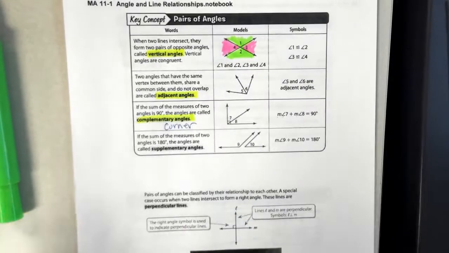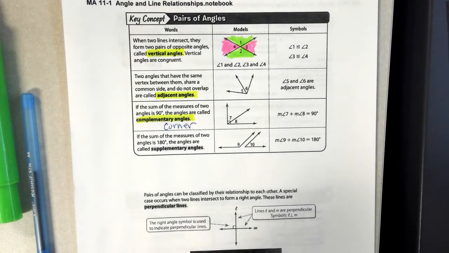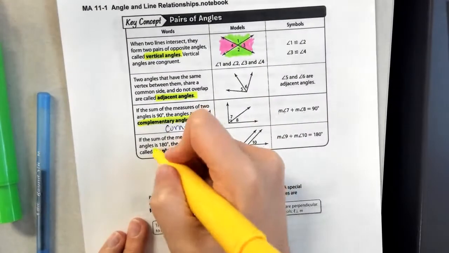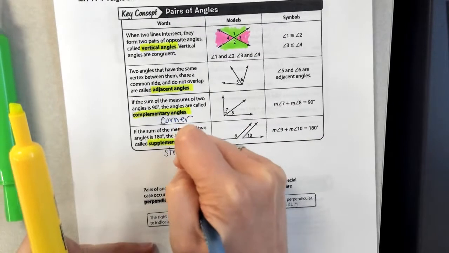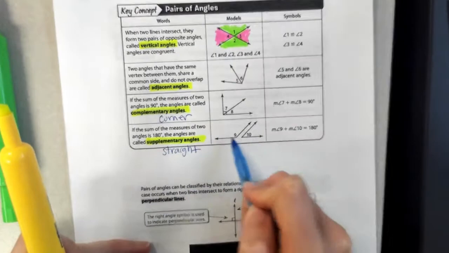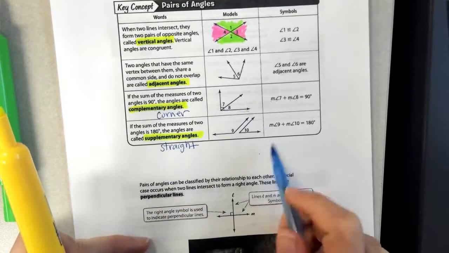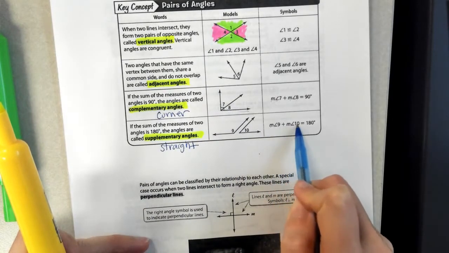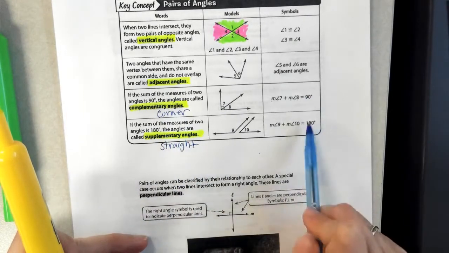And then the last one is supplementary. If the sum of the measures of two angles, it could be more than 2, by the way, is 180 degrees, the angles are called supplementary angles. Supplementary angles, we want to think of straight. So we have a straight line, we have a corner. Straight lines are 180 degrees, corners are 90 degrees. So here I have the measure of angle 9 plus the measure of angle 10 equals 180. The only difference between the two are what they are equal to at the end.